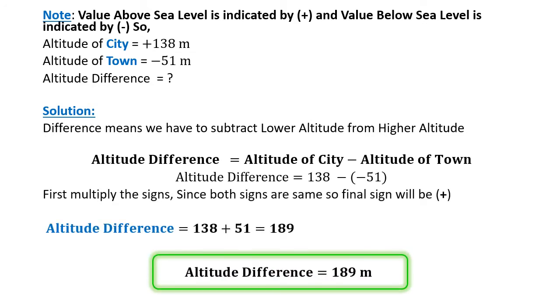Note, value above sea level is indicated by plus sign and value below sea level is indicated by minus sign. So, altitude of city equals plus 138 meters. Altitude of town equals -51 meters because it is below sea level. Difference means we have to subtract lower altitude from higher altitude. So, altitude difference equals 138 minus -51. First multiply the signs. Since both signs are same, final sign will be plus. Therefore, altitude difference equals 189 meters.